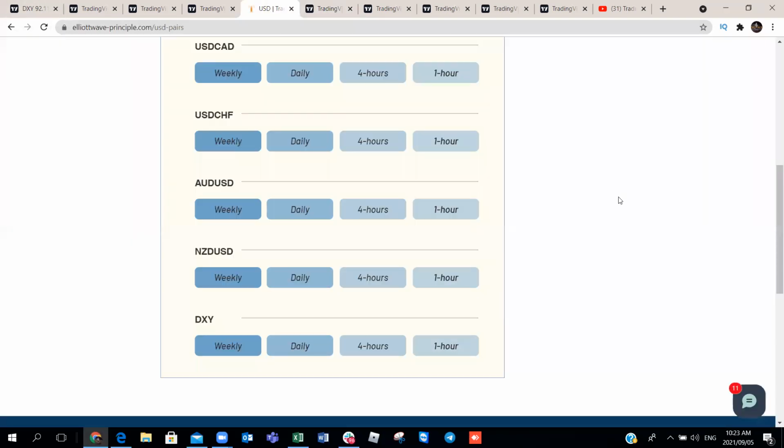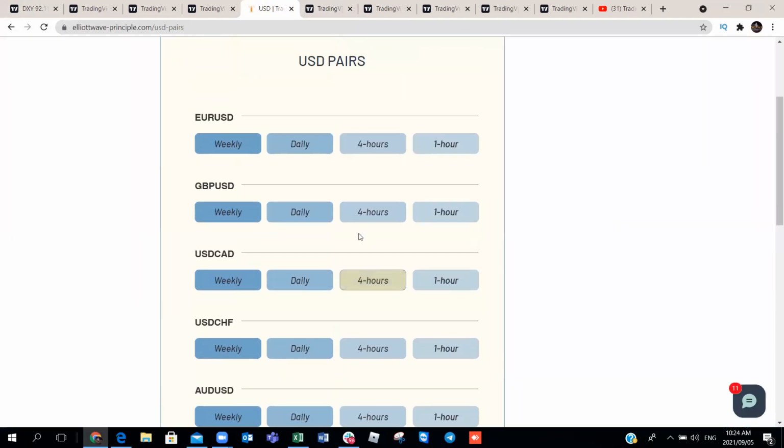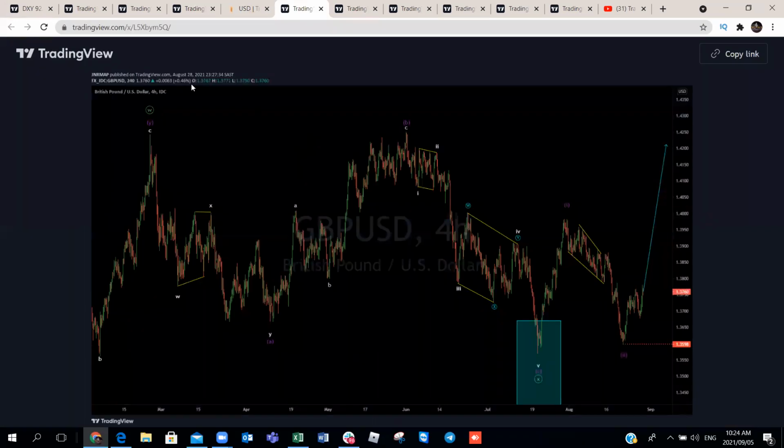Let's have a look at pound US dollar. I showed you this one during trade recaps that it has reversed around this level. We are pushing to the upside. This was the chart from the 28th of August already. We are still pushing to the upside. We're currently at 38.60 on pound US dollar. Expect this one to continue pushing to the upside.